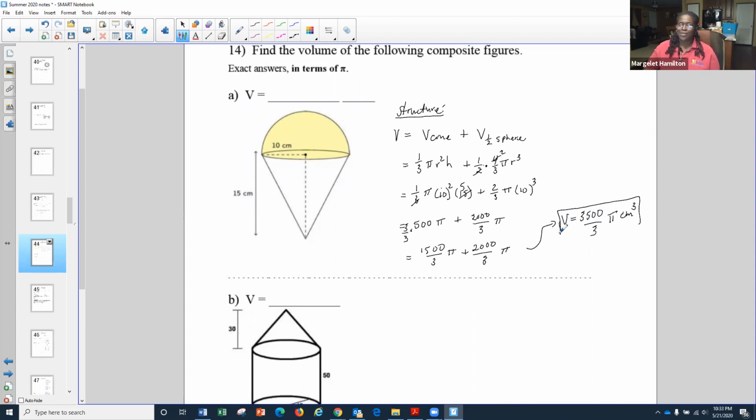I know, they reached back with that one. But if your calculator can't support writing it as a simplified fraction, you're going to have to go back and do it yourself. So make sure you refresh on how to find a common denominator so that you can combine your like terms. All right? Okay, there we go. So we have 3500 all over 3 pi, then centimeters cubed. Right?